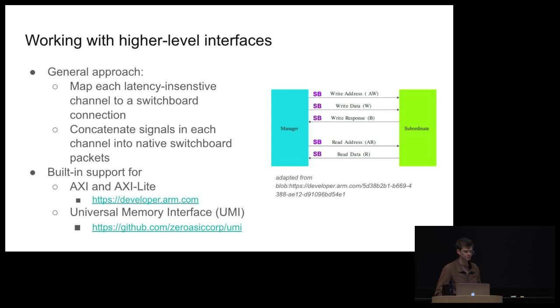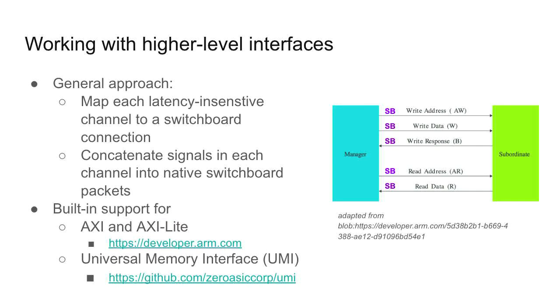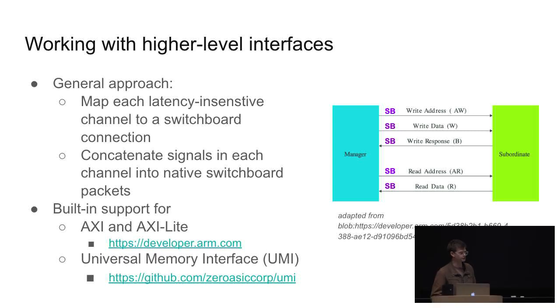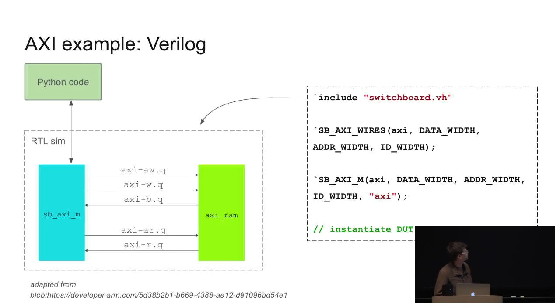In general, this can be done for any latency insensitive interface, but for some of the particularly important ones we've already built that into Switchboard. For example, AXI Lite already has built-in support for Switchboard, as does the Universal Memory Interface, or UMI, which is open source and awesome, and Andreas is going to talk about that this afternoon. Since AXI is maybe familiar to more folks, I'll just show an example of how to work with that.